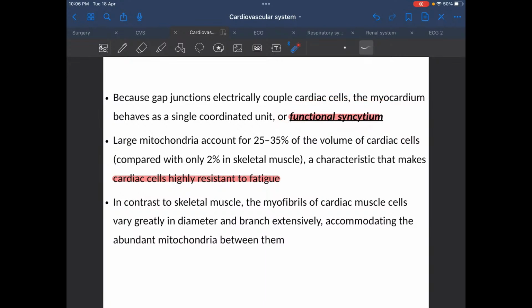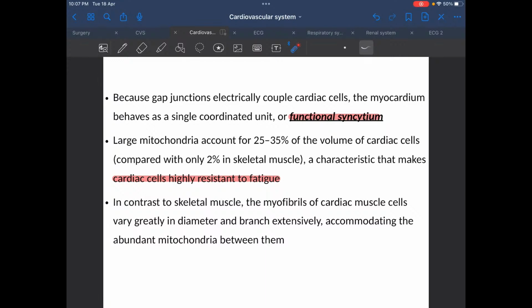Okay? So just remember the large mitochondria, which make up about 25 to 35% of your cardiac cells, compared with only about 2% in your skeletal muscles. So cardiac myocytes have abundant stores of mitochondria, and that is the reason why they're very resistant to fatigue. If you might be remembering, when we discussed your skeletal muscles and the nerve fibers and different things, we discussed the different types of fibers.